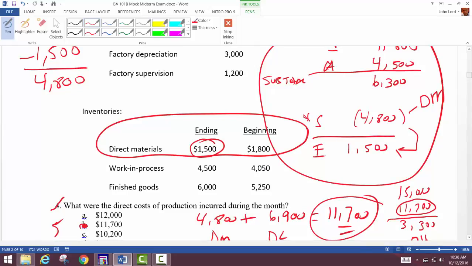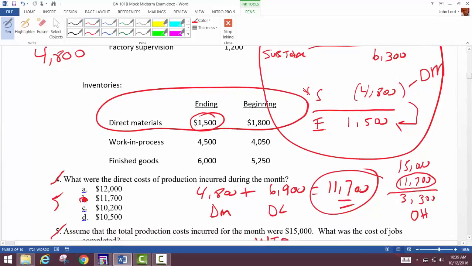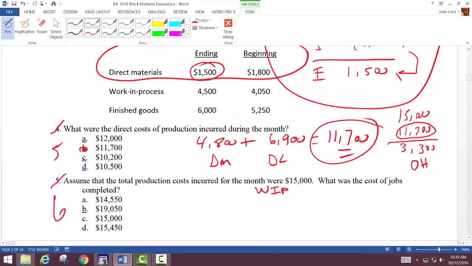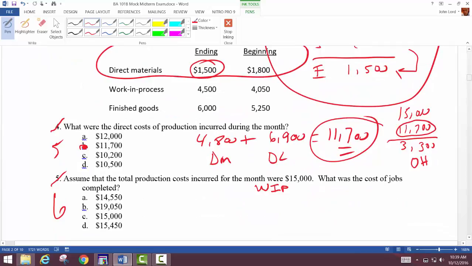Beginning is 4050 and ending is 4500. By the way, guys, be careful because the test questions vary. Sometimes they put the beginning first, sometimes they put the ending first. And when I go through these questions, often I make the mistake because I'm thinking the first number should be the beginning and the last one should be the ending. And then they always give you a choice that will give you what you think is the right answer, making that mistake, right? Okay.